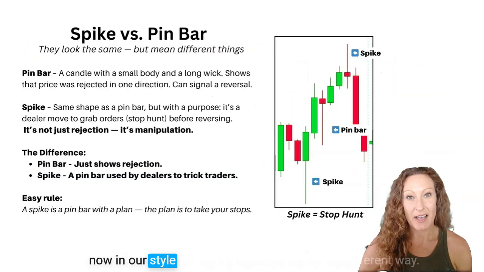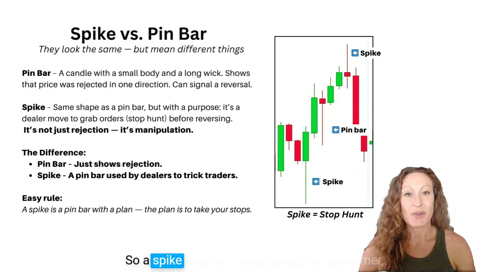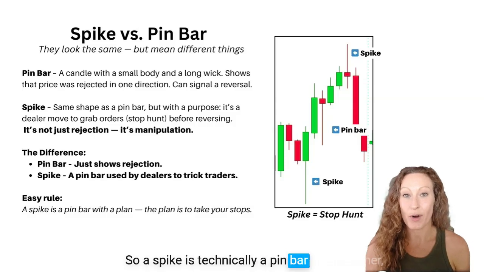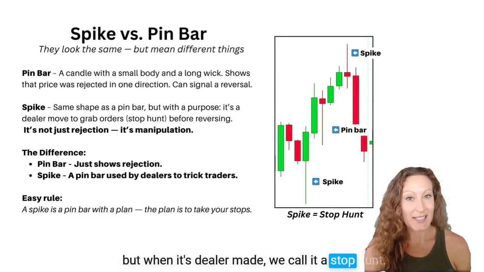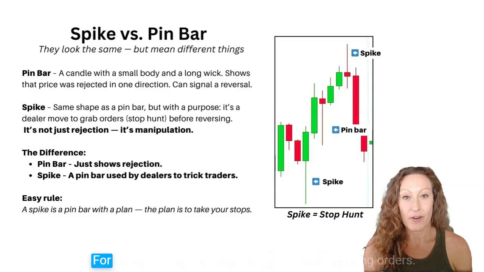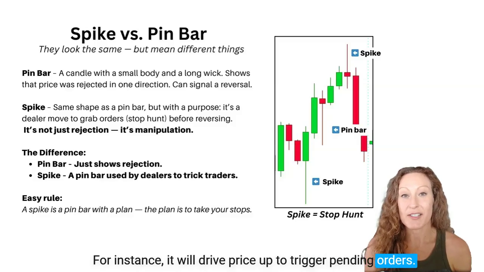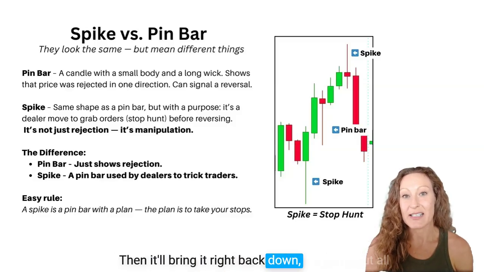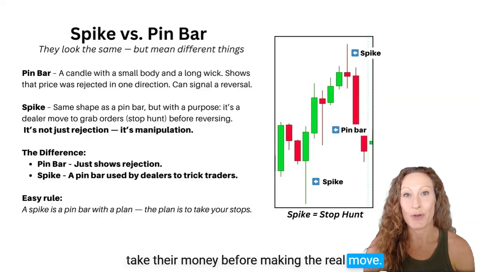Now in our style of trading, we use a spike in a different way. So a spike is technically a pin bar or a hammer, but when it's dealer made, we call it a stop hunt. So this will show up right before a big move, for instance. It will drive price up to trigger pending orders. Then it'll bring it right back down, stopping out all of those orders that they just triggered. And they'll take their money before making the real move.